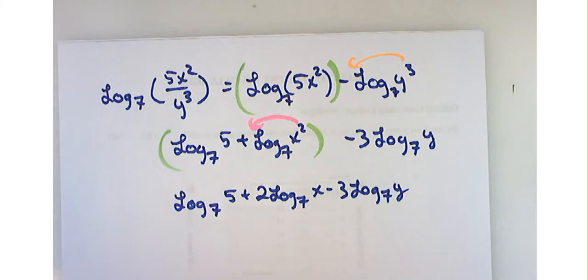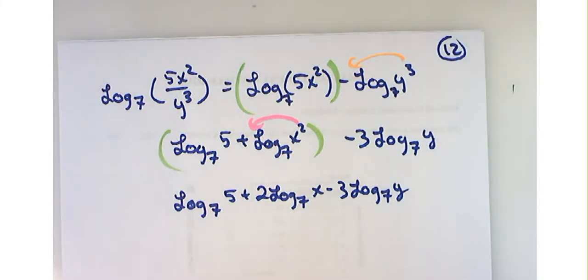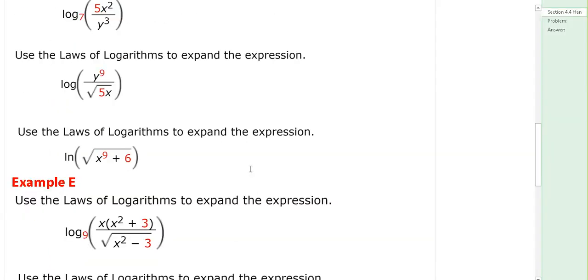All right. Let's try another one. The one below that. So log of y to the 9th over the square root of 5x.